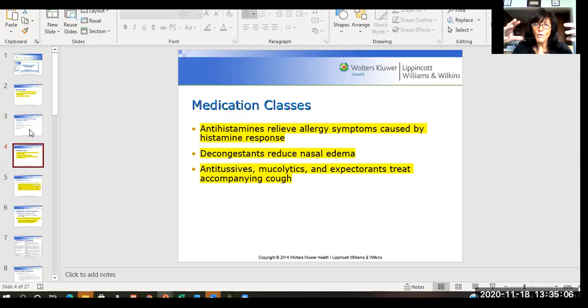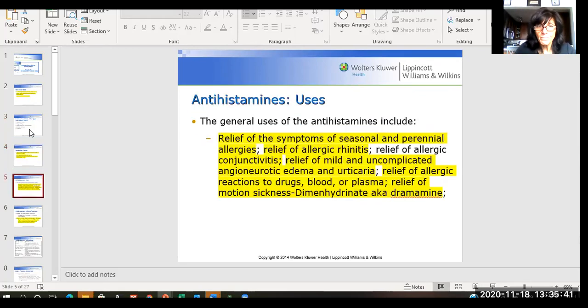Antihistamines relieve allergy symptoms and some cold symptoms caused by the histamine response. Histamine is the thing that your body makes that causes your eyes to tear, your nose to run, right? That's histamine. So antihistamines, like Benadryl, diphenhydramine, block histamine and thereby relieve symptoms. Decongestants will reduce nasal edema, swelling, and antitussives, mucolytics, and expectorants treat a cough. But we're going to talk about when you treat a cough and why, and that's important.